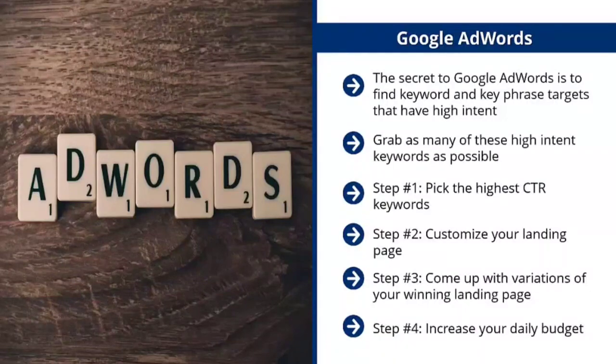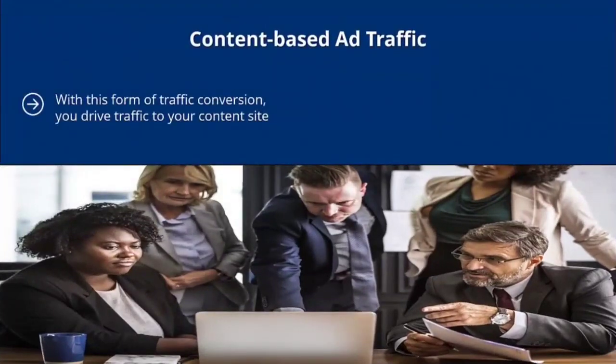Scale up the amount of traffic you get from Google because you know that you're going to be able to convert it at a certain point. Content-based ad traffic. With this form of traffic conversion, you drive traffic to your content site. Once there, they can see ad graphics or they can see text links. When they click, they see the affiliate offer that you are promoting. Pretty straightforward. It doesn't matter whether they click on a picture or a link, they end up at the offer.